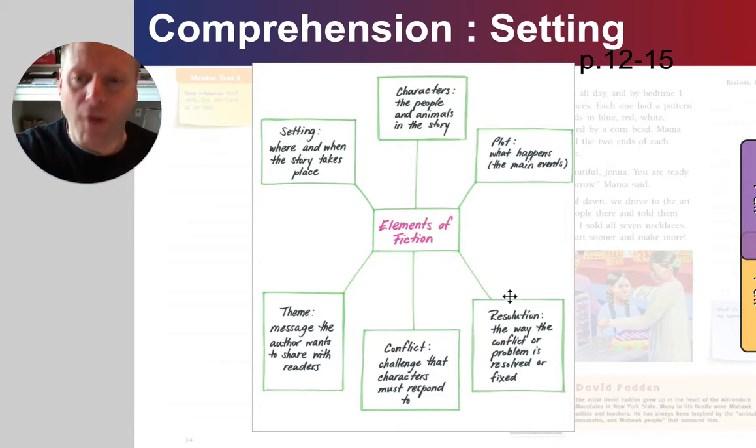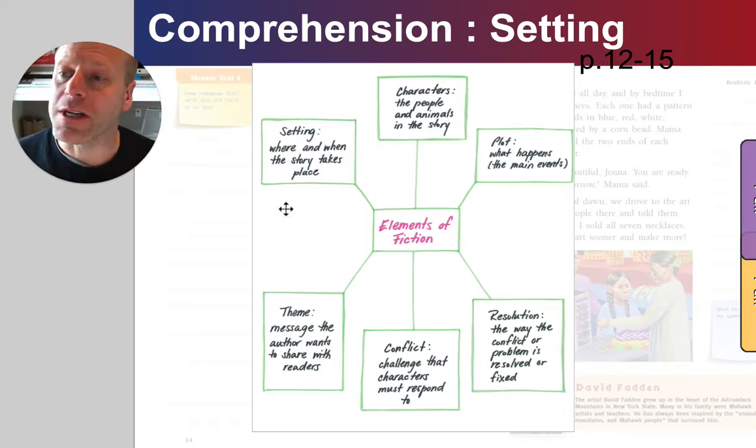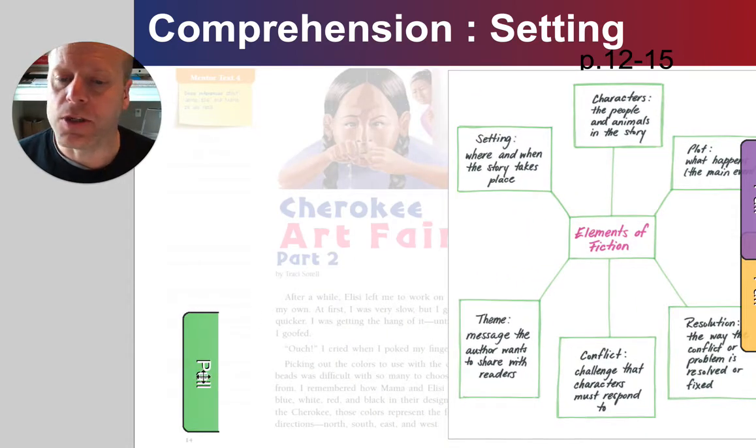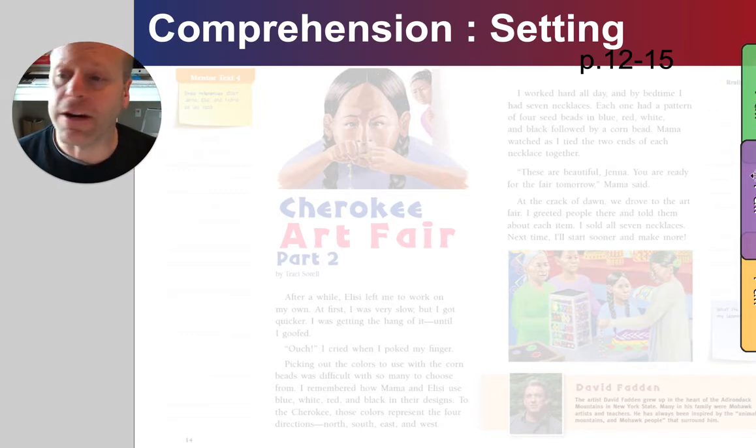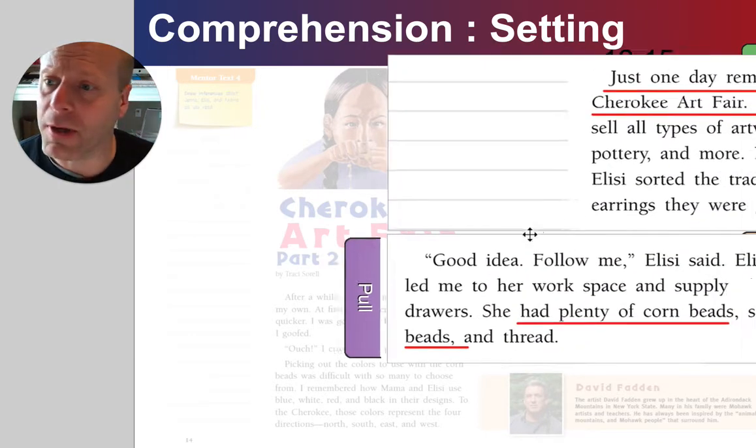But of all those, we're going to focus on what I think is one of the easiest ones. Where and when this story is taking place. So we're going to do that for the Cherokee Art Fair together. And then we'll read another story a little bit later. And I'll have a couple questions about the setting there.